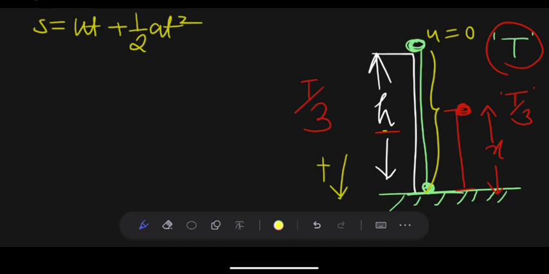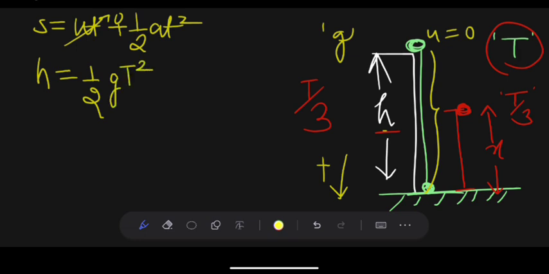If this s is h, the initial velocity is 0, so this term will become 0. So h is equal to half g t square, where acceleration is the acceleration due to gravity g, and time is t. Okay, no problem. Now let me write the equation of motion for the second case. This distance is what? This much is h minus x.